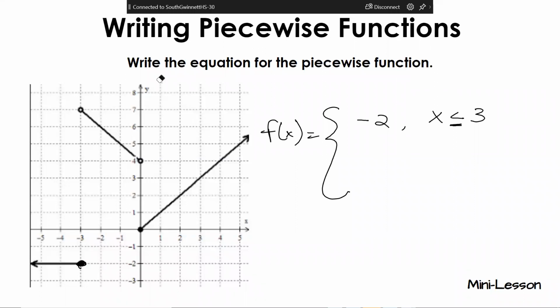If it is a horizontal line, it's just whatever that y value is. Okay. On the next one, we have this line right here. Well, where does it start? X equals -3. And where does it finish? X equals 0. So we're going to say x is in between -3 and 0. Now notice how these are open dots, so we're not going to put lines underneath.